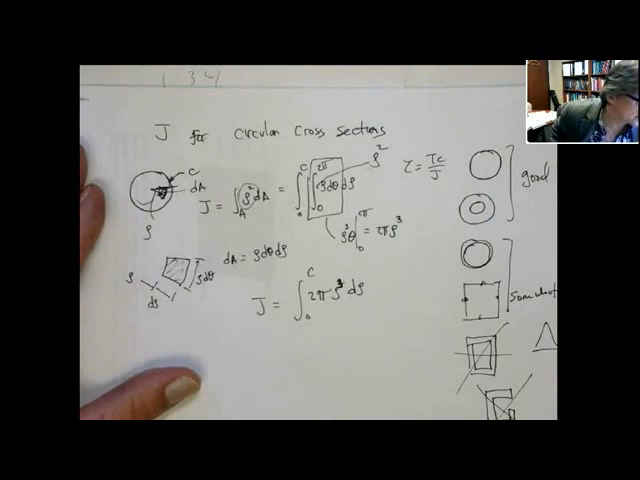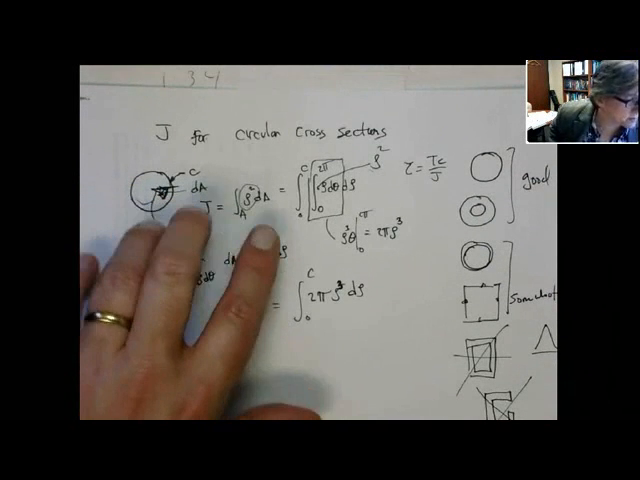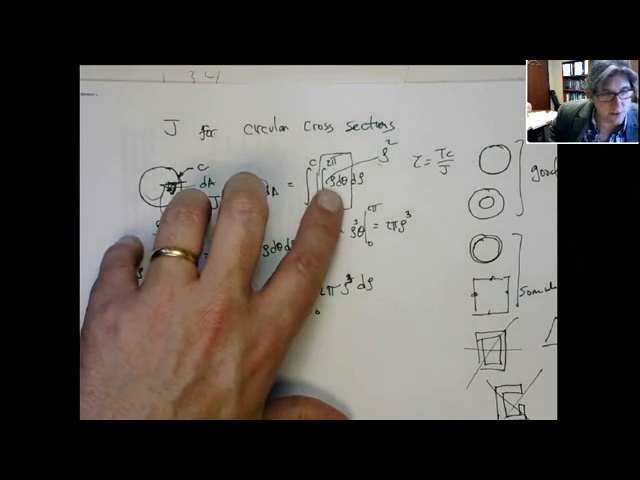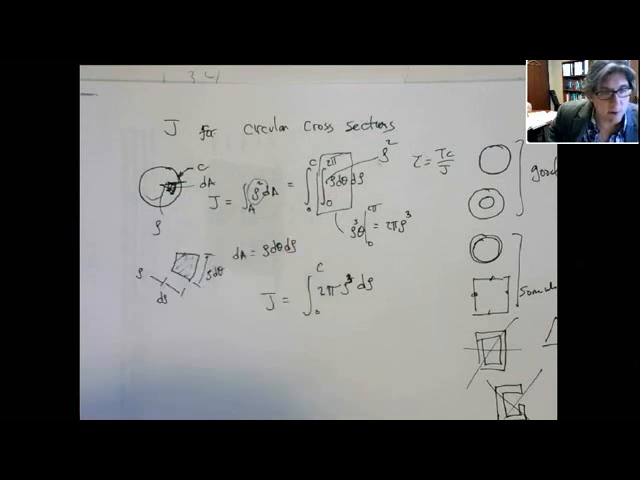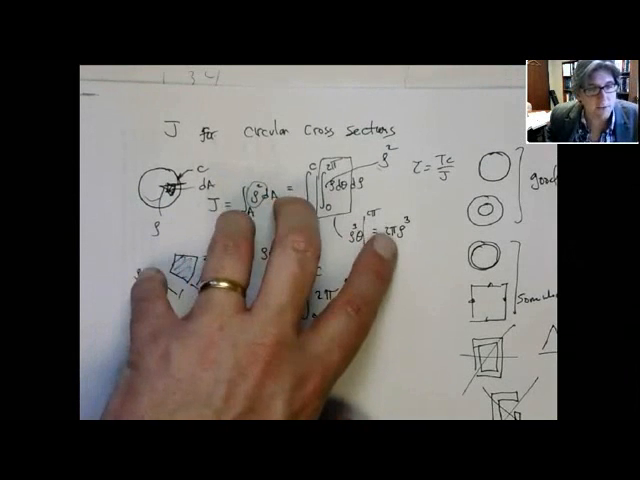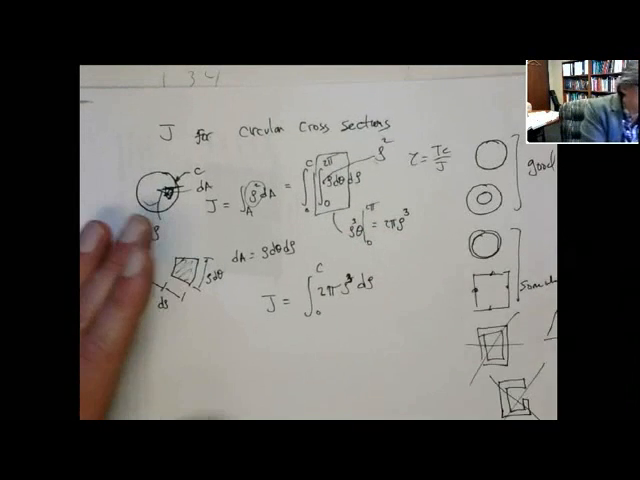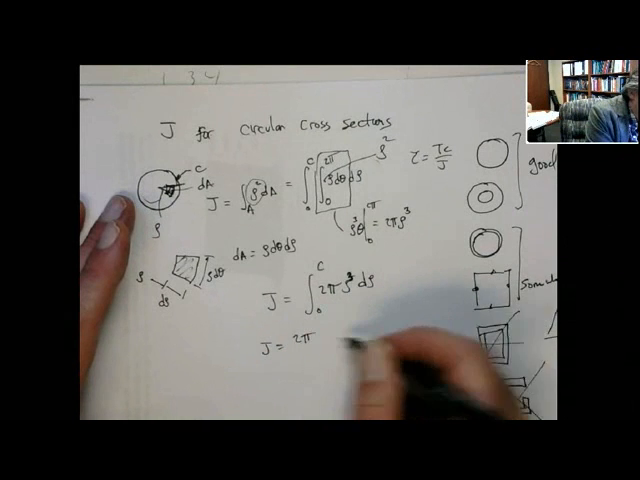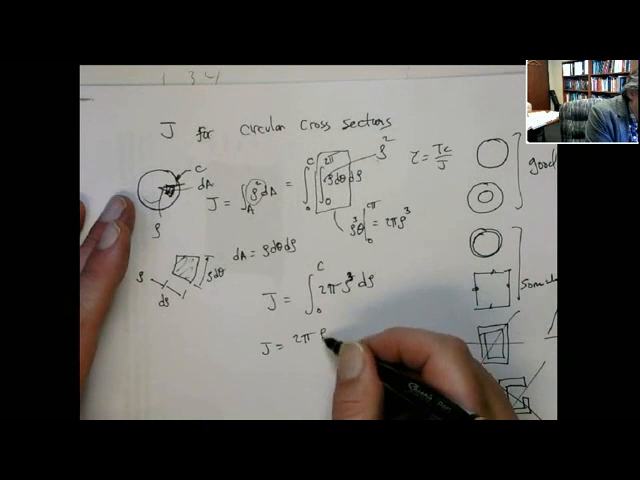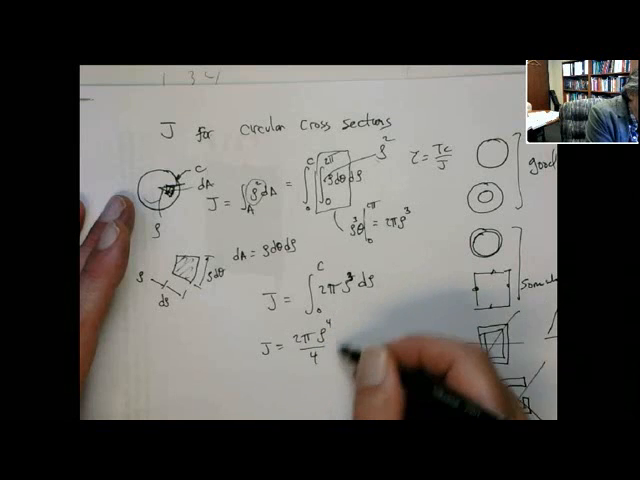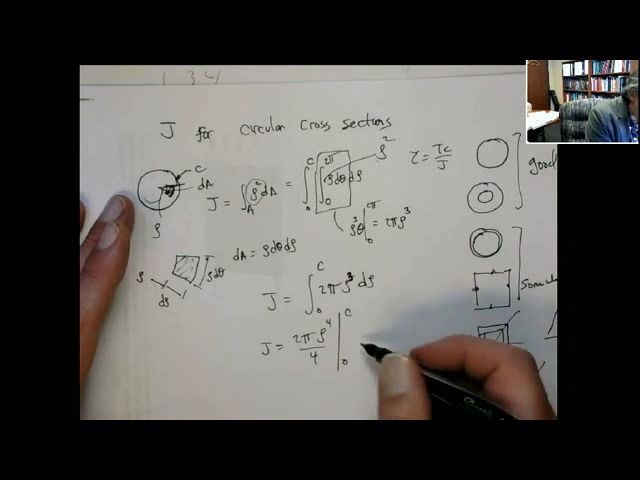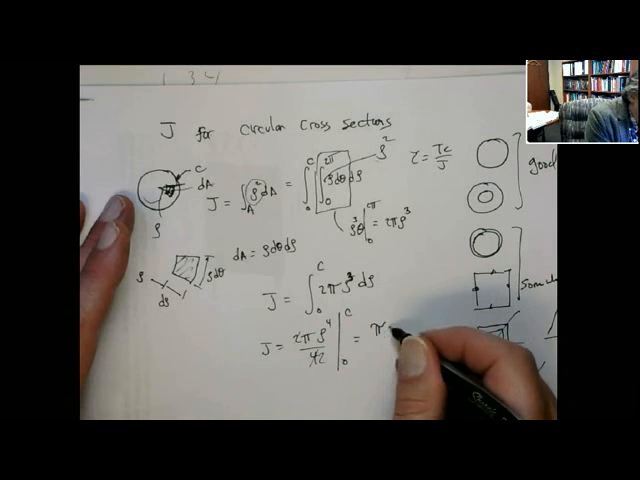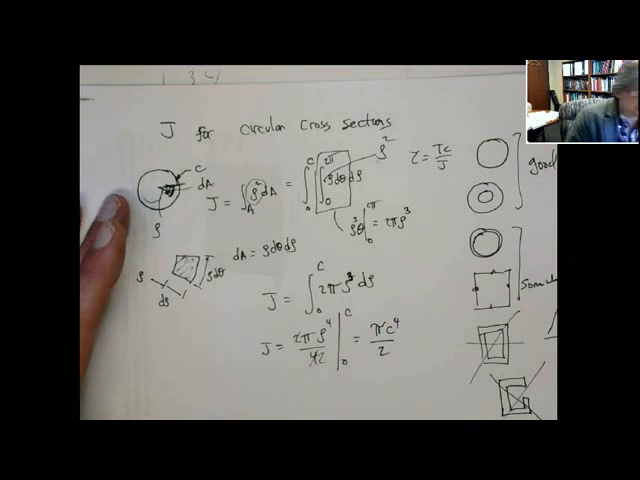Here's our rho squared, I put in the differential area, and I put in another rho, rho d theta d rho. So rho squared times rho gives me rho cubed. The first integral puts the 2 pi out. Now we just integrate with respect to rho. J is equal to 2 pi times the antiderivative of rho cubed, which is one-fourth rho to the 4th, integrating from 0 to c. The 2 cancels with the 4 down here, so this now becomes pi c to the 4th over 2.